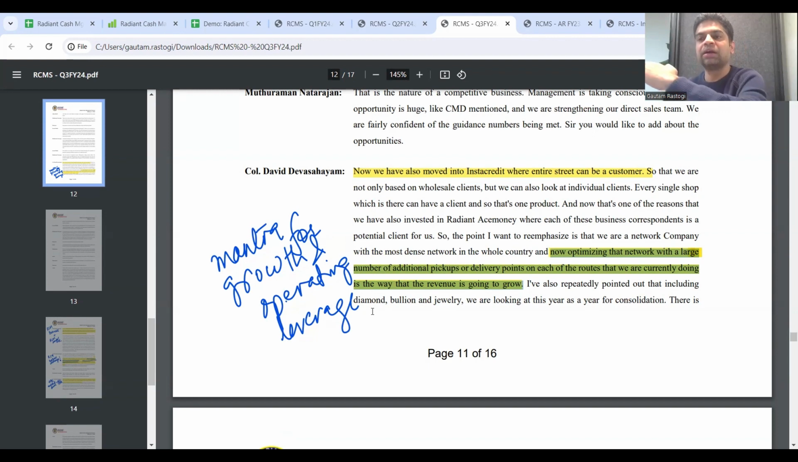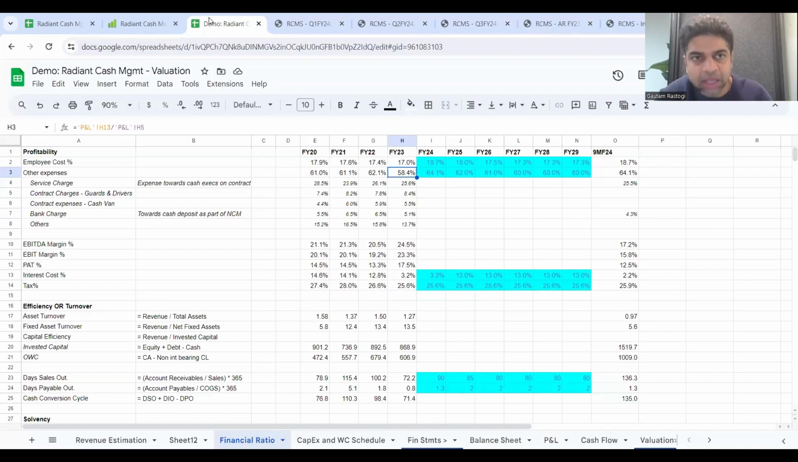Okay, so your margins would increase as you scale in a high fixed cost business which has operating leverage. Okay, so iska ye matlab hua. All right, so let's make use of this in our valuation. And again I'll be conservative.